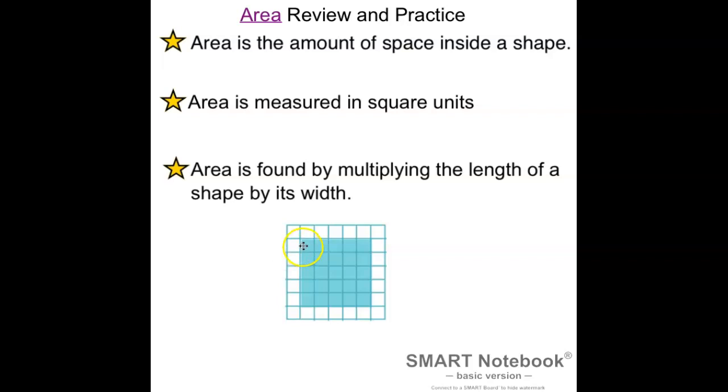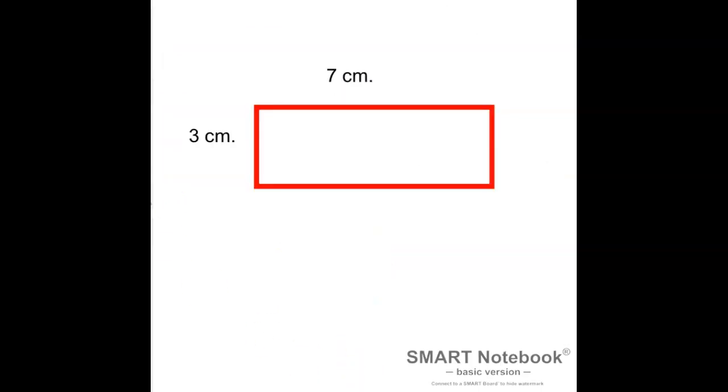So the length and the width are the same on this shape. 5 units and 5 units. So if we multiplied 5 times 5, we would get 25, just like we did when we counted each one. 25 square units is the area of this shape. So we are going to practice doing that with a couple of practice problems finding the area of a regular shape.